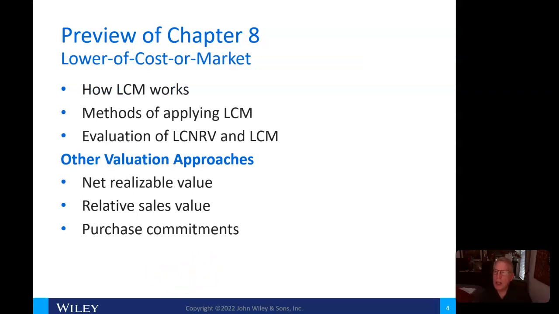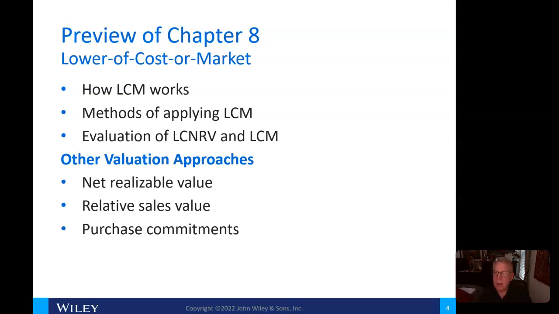We'll also look at how lower of cost or market works, methods of applying lower of cost or market, and evaluating the lower of cost or net realizable value and lower of cost or market. Notice the slight differences in definitions here from what you had in Accounting 1A and 101.